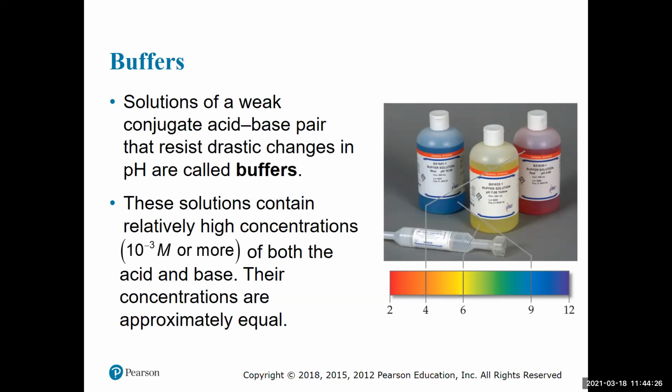Now, there are some rules around buffers, and one of them is you need the acid form and the anion form to be fairly concentrated and to be similar concentrations. And by fairly concentrated, we're talking about 10 to the minus third molar or higher, okay? So you've got to have some concentration there in terms of the buffer. And the other thing is you can't have a big mismatch on the concentrations. They need to be pretty much the same. They don't have to be exactly the same, but they got to be in the same ballpark.